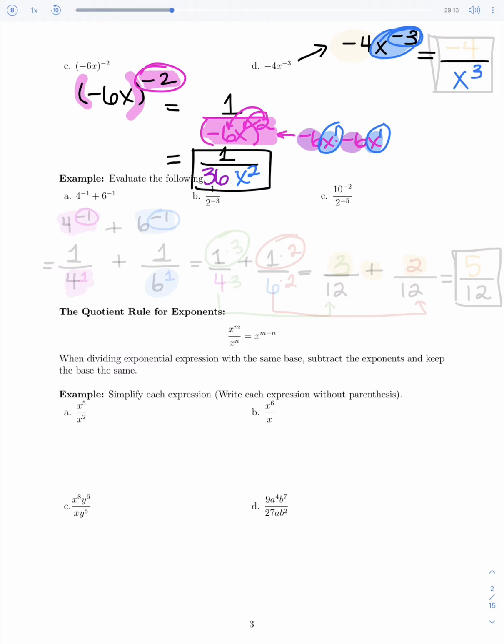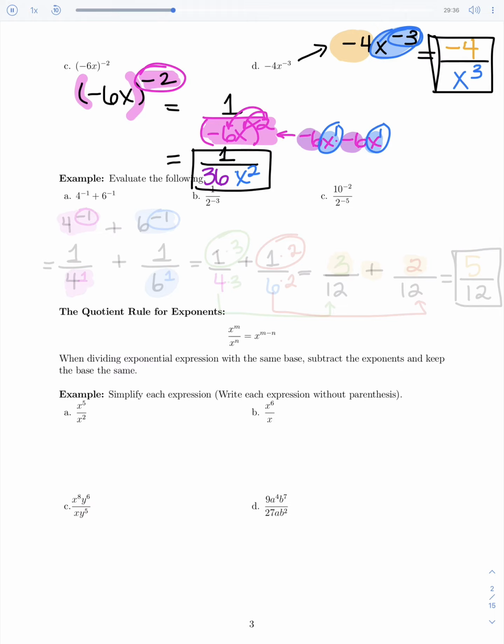So what's up on top then? Well, remember, we're not moving the negative 4 because it doesn't have a negative exponent. It's just a regular negative number. So we're going to leave the negative 4 where it is, up on top of the fraction. And that's it. We're done. That's our final answer. Let's do some more problems with negative exponents.